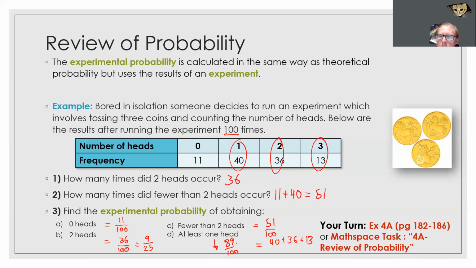All right. That should be enough to get you guys going. Exercise 4A in your textbook, or the maths-based task 4A review of probability.